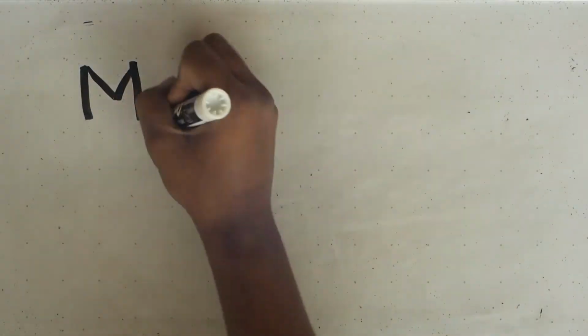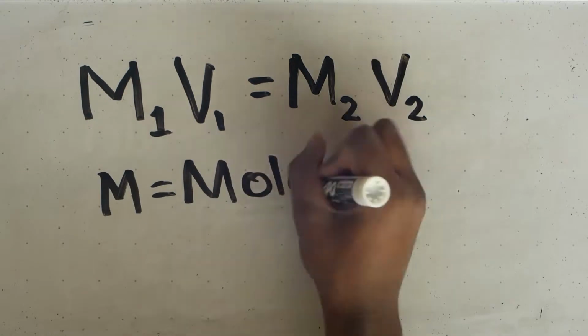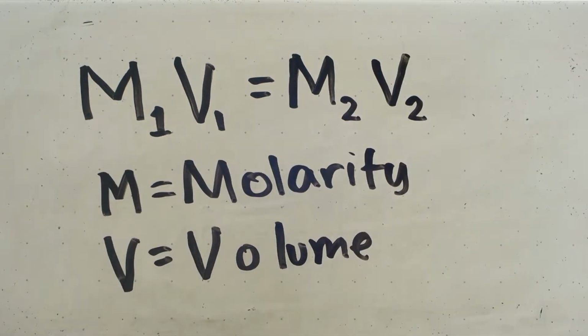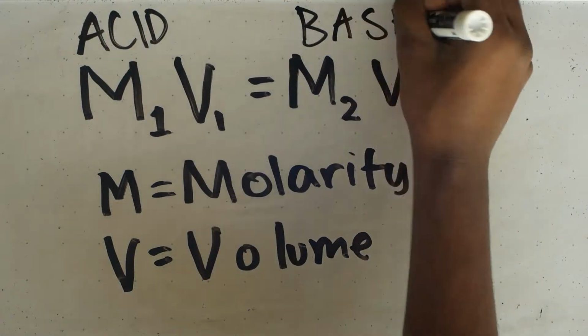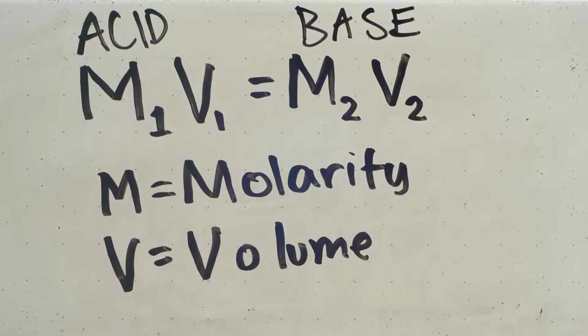The equation that we use for calculating the molarity or volume required to get the equivalence point in an acid-base titration is M1V1 = M2V2, where M is the molarity and V is the volume. On one side of the equation is the molarity and volume of the acid. Let's make that the left side, while the other side is the molarity and volume of the base. In our example, we'll make that the right side. The steps are quite simple.